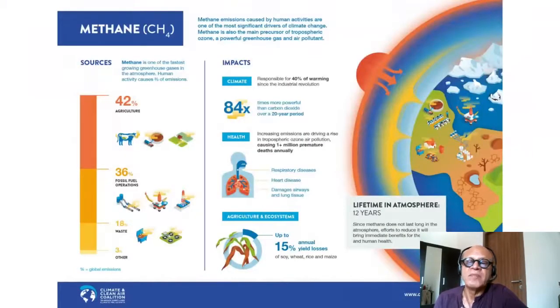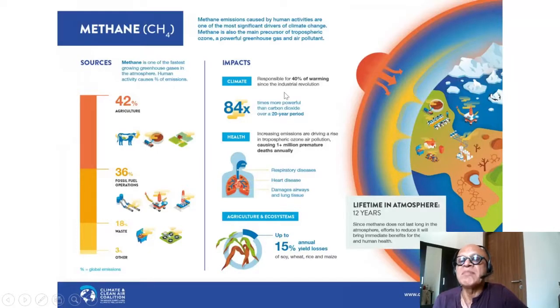Okay, so methane, this is from the Climate and Clean Air Coalition that I just mentioned, just showing the percentages. Agriculture, 42%, includes livestock, 36% is from fossil fuel operations. I will show this again. 18% from waste and landfill, and 3% are others.